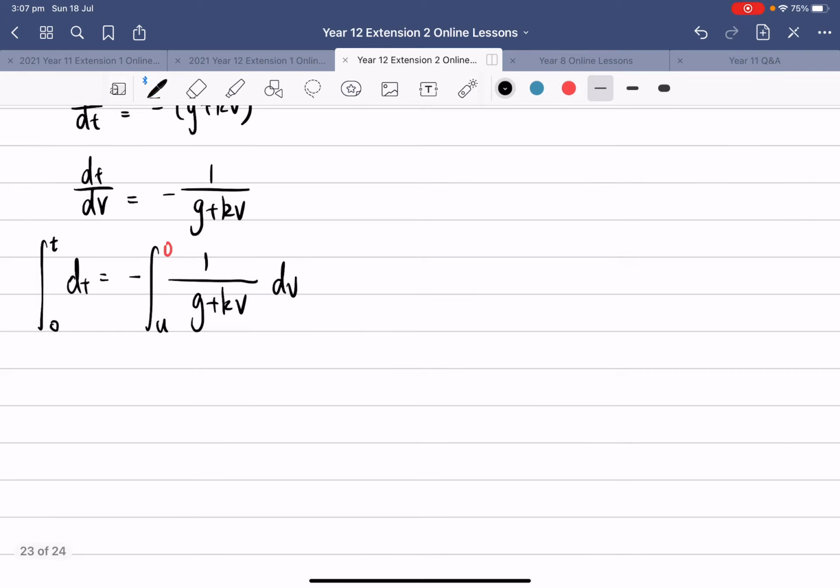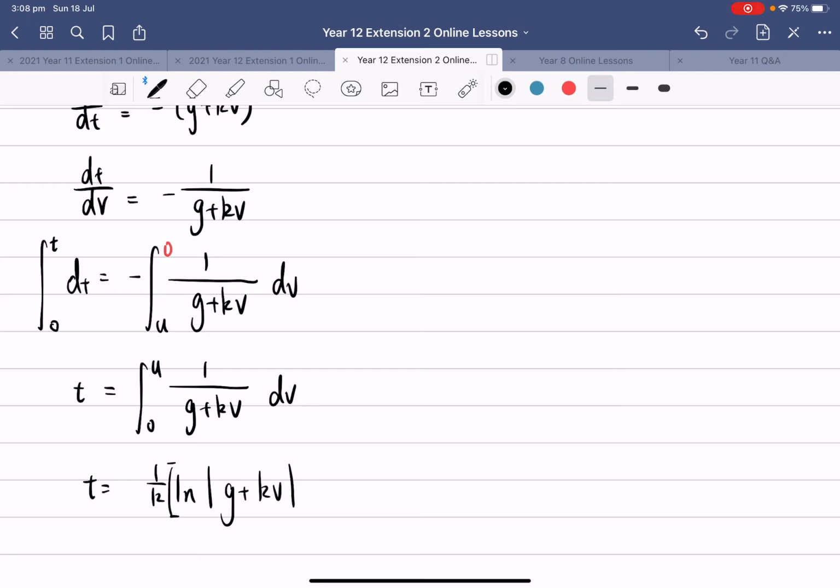Okay, so now it's very easy. We can just integrate both sides, and we can switch this around, so that becomes u and 0, just because we have a negative in the front. So that gives you 1 over k plus g plus kv dv. So t is equal to 1 over k ln absolute value g plus kv, and then you can integrate from 0 to u. Doing it this way, you don't have to find out what the value of c is. It's just slightly easier. In this question, I show you both ways of doing it.